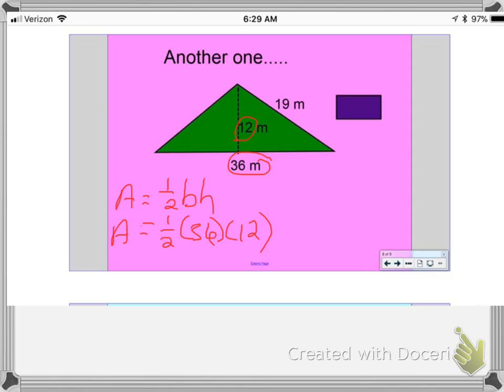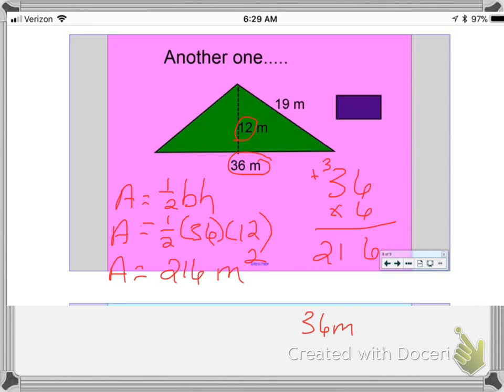Well, in my mind, it's easier for me to find half of 12, which is 6, and then multiply 36 times 6 over here in my doodle work. So 6 times 6 is 36. 6 times 3 is 18, plus 3 is 21. So the area of this triangle is 216 square meters.